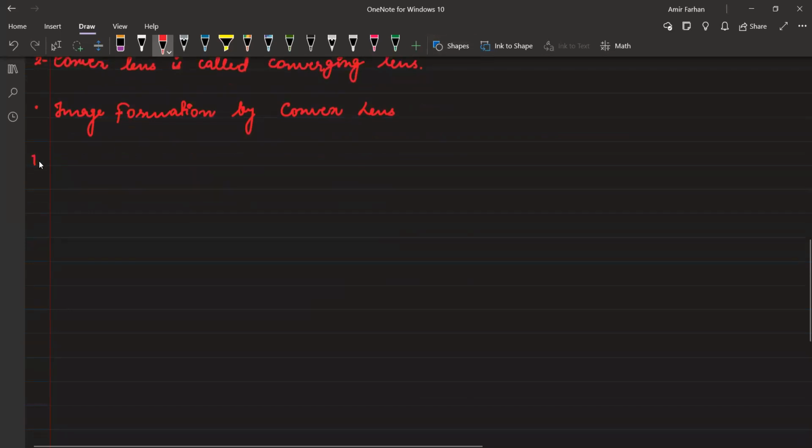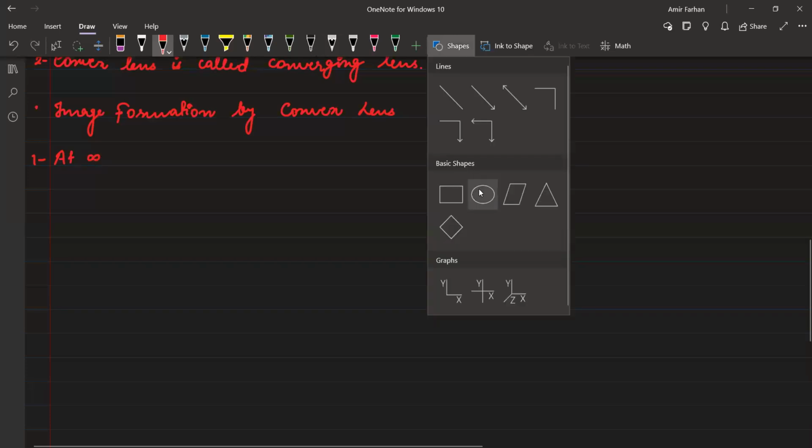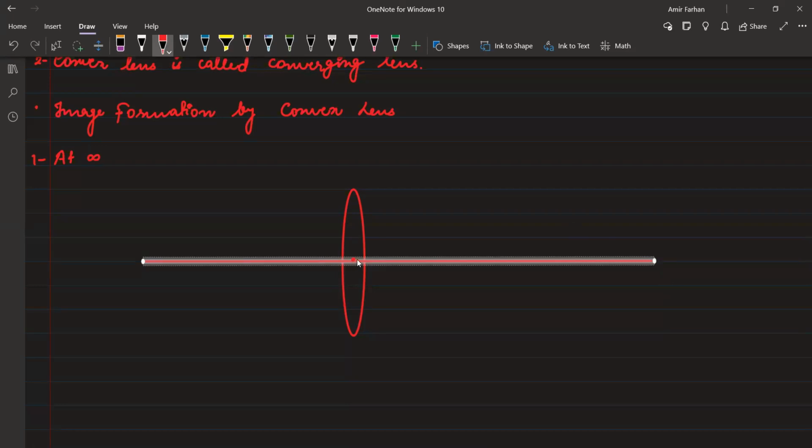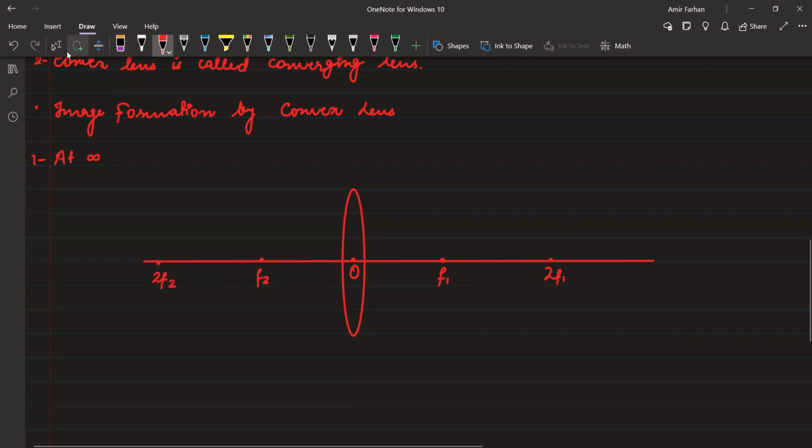So the first case in this is when the object is at infinity, very similar to the reflection part. This is the optical center, and this is f1, this is 2f1, this is f2, this is 2f2. As you can see, the object is at infinity, so rays will be parallel to the principal axis.